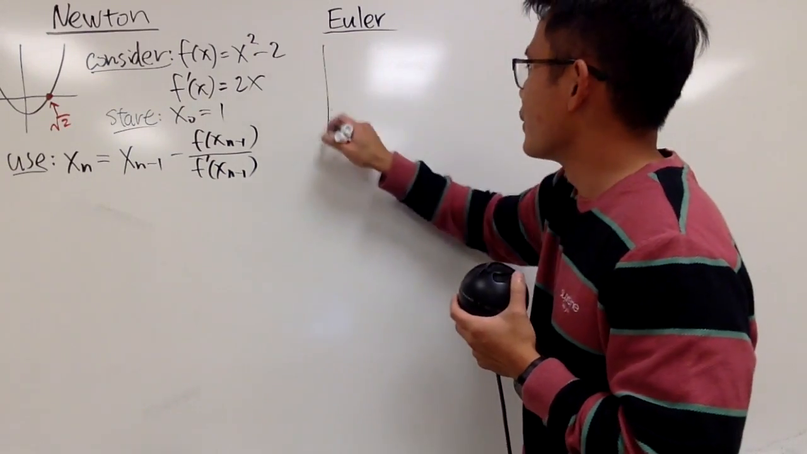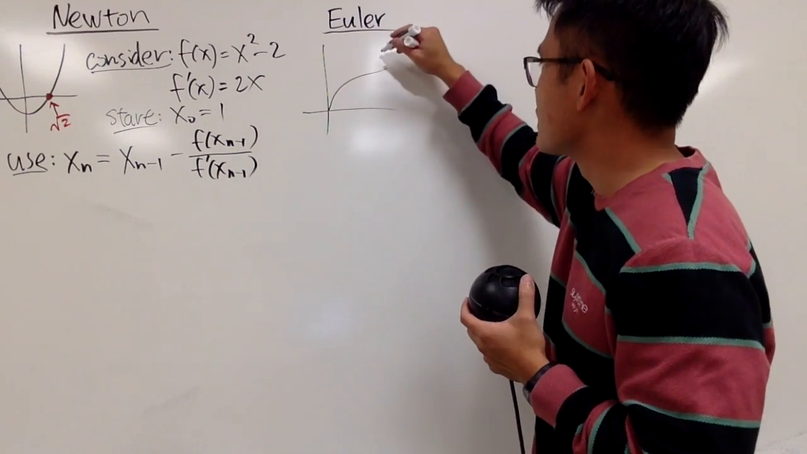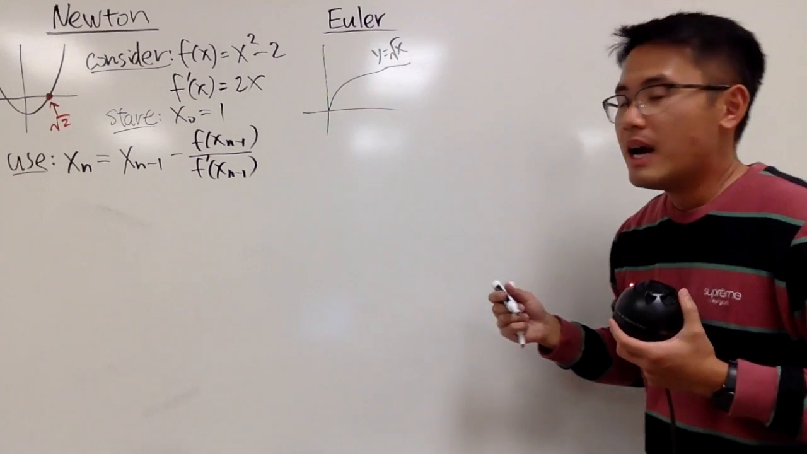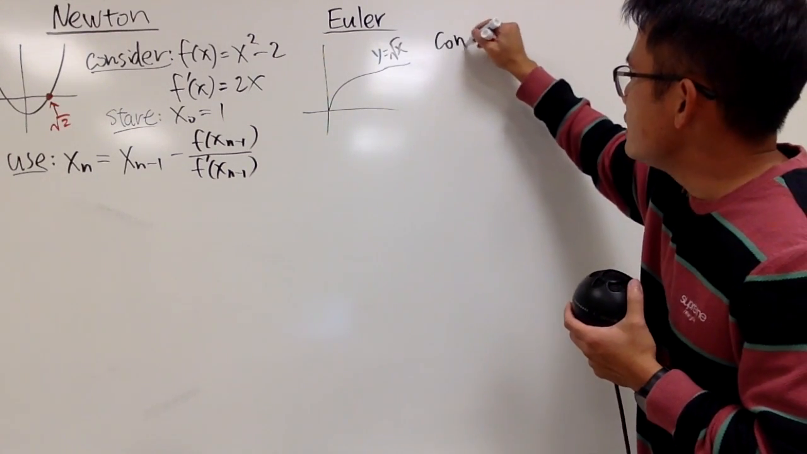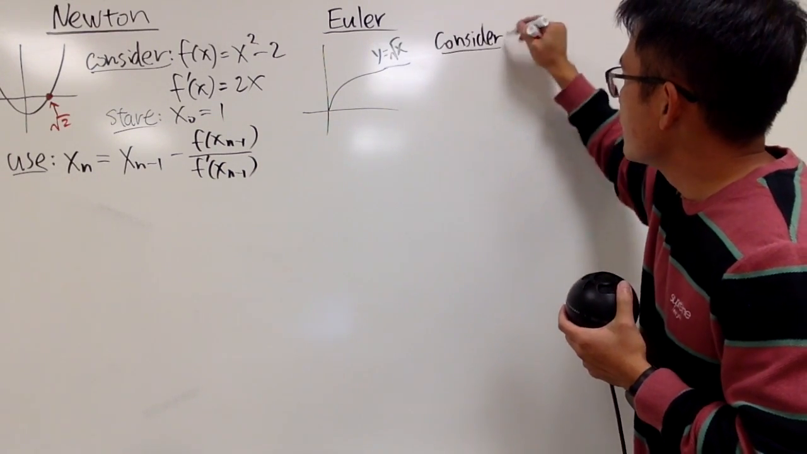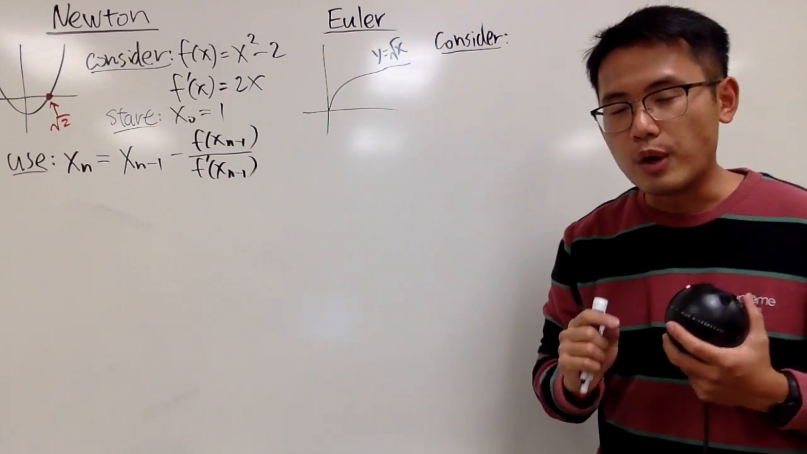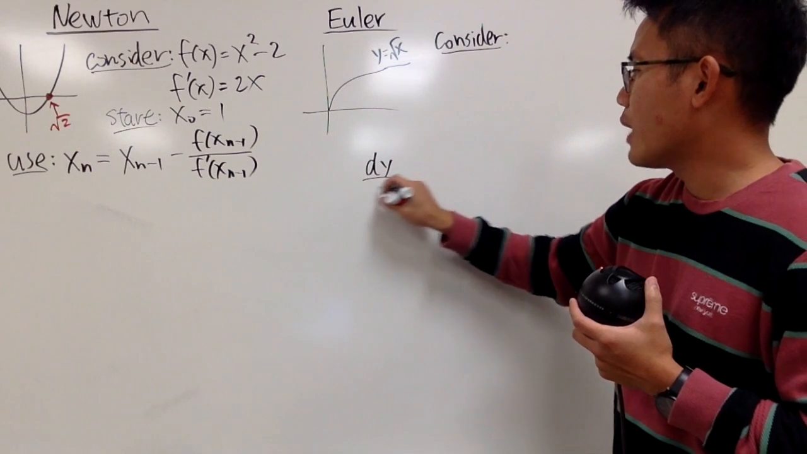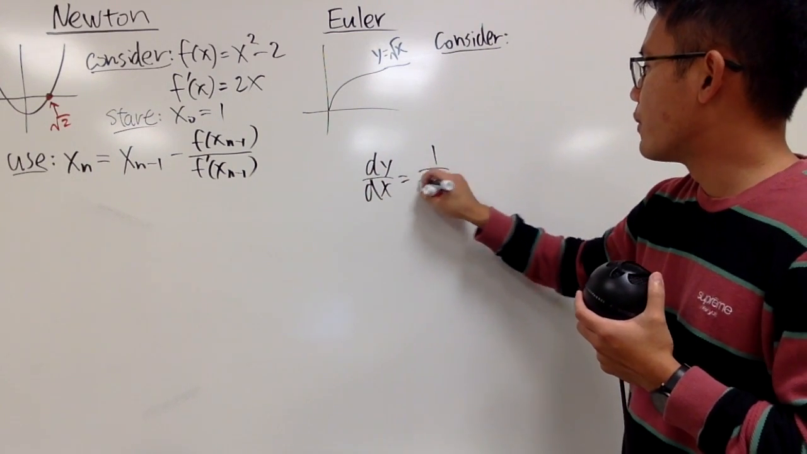So I will just draw this for you guys. The square root of x, of course, looks like this. y equals the square root of x. Well, what we have to consider is the following. I need a differential equation, dy dx. If you look at that, of course, you know dy dx is just 1 over 2 square root of x.